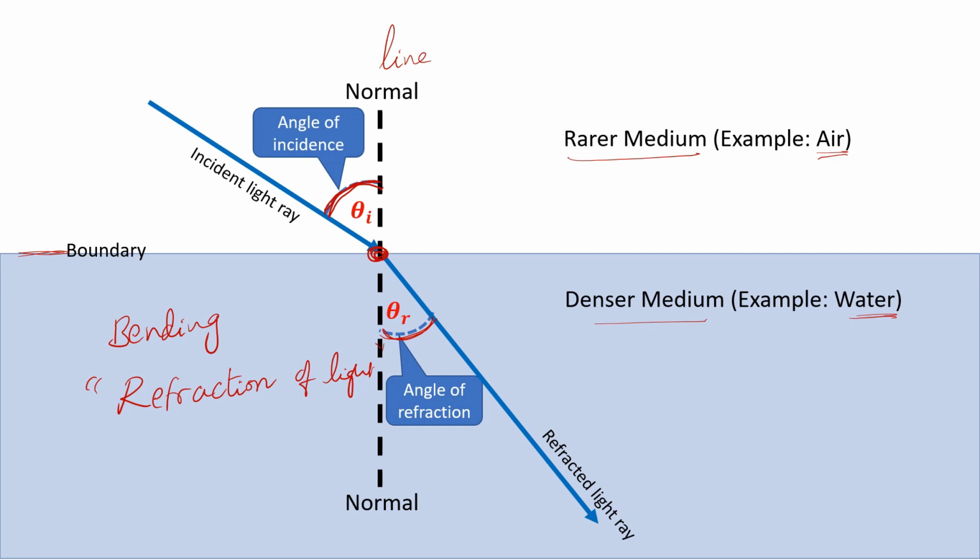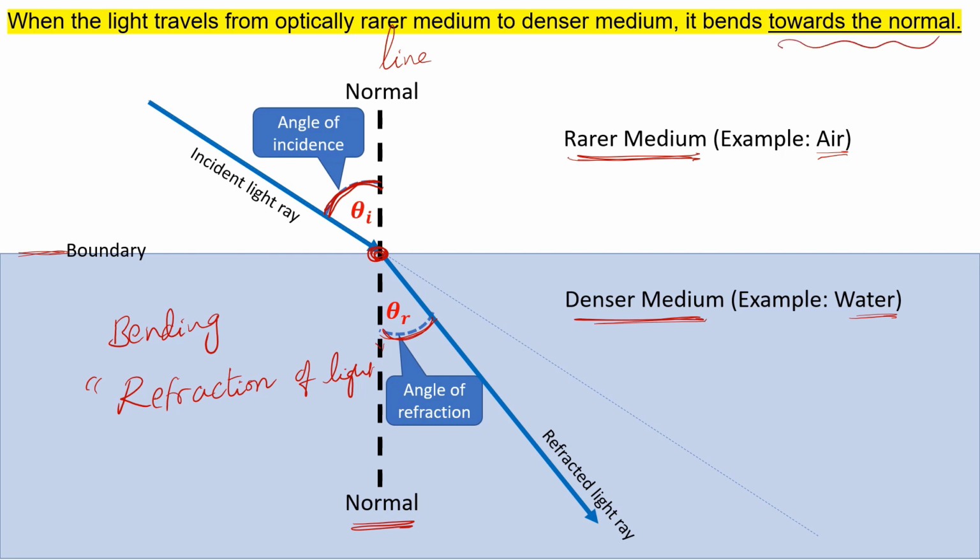In this case, it is very clear that the light is traveling from the rarer medium to the denser medium, so refraction has taken place. It is supposed to travel straight, but when the light ray enters the new medium, the water here, it bends towards the normal. We have to remember this point: whenever the light ray travels from a rarer medium to a denser medium, it bends towards the normal, or close to the normal. It is supposed to travel straight like this, but actually the light ray is here, a bit close to the normal.